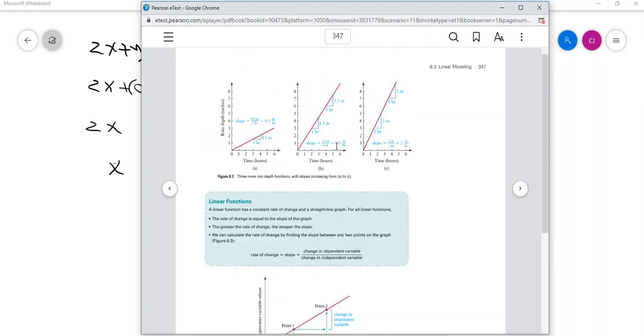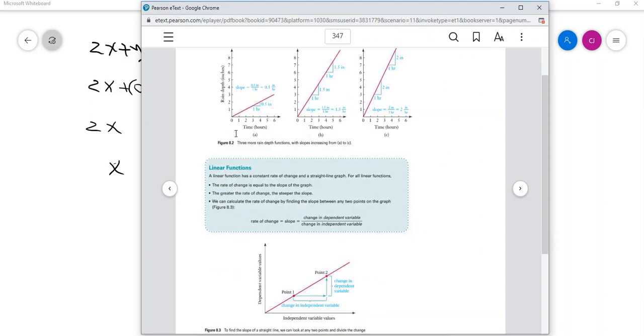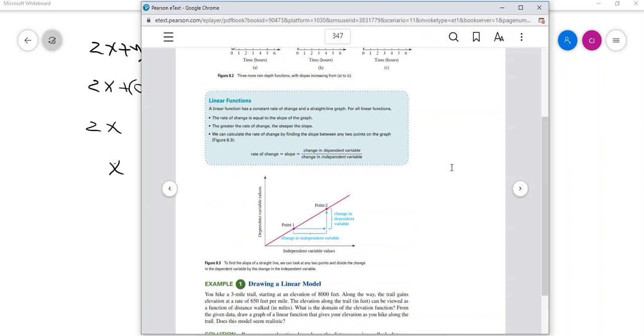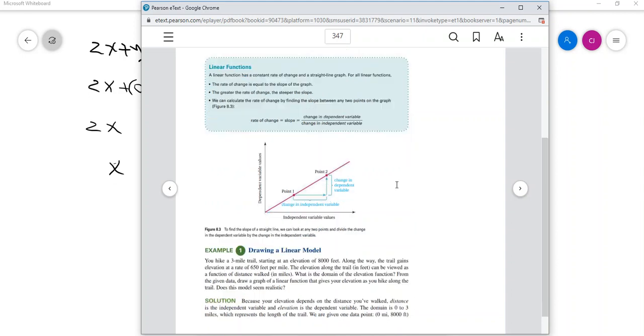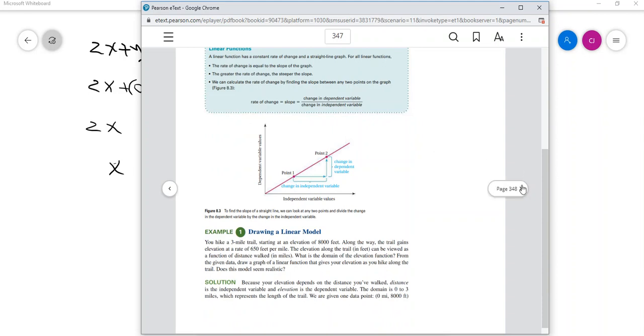This has a 1.5 inches per hour. So you go an hour, you're up at 1.5. You go 2 hours, you're up at 3. 3 hours, you're up at 3 times 1.5, up at 4.5, and so on. You notice the y-intercept here is at 0. The x and y-intercepts are right at 0. All right, so rate of change again is the slope.